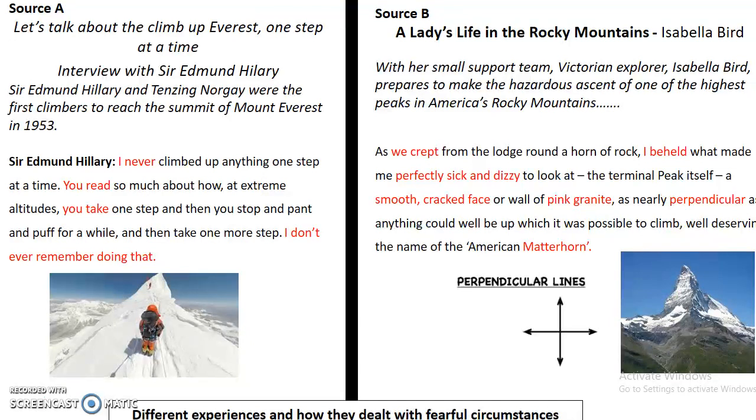And then we'll look closely at the way in which the writer is using these oxymoronic phrases. We've got perfectly sick, smooth, cracked face. So you can see here that this repetitive juxtaposition seems to reiterate how she at once was mesmerized by the beauty of the mountain, and yet she felt her life was threatened by it as well. So it was an incredibly fearful circumstance. However, for source A, it was an enjoyable circumstance, one where he felt in control.